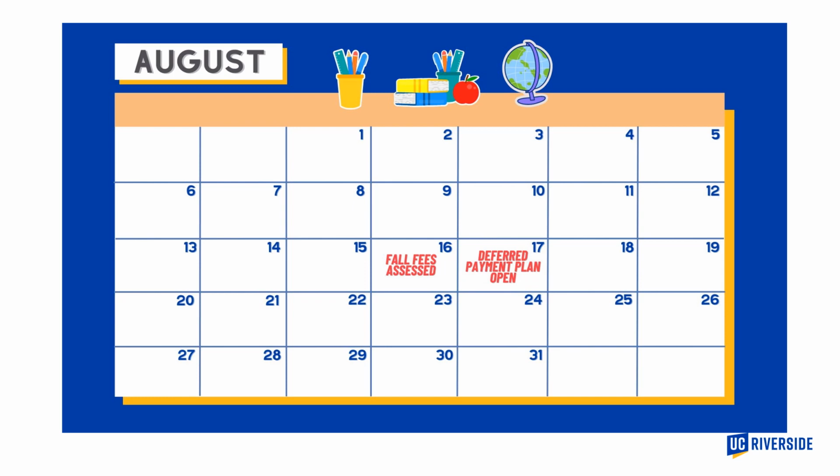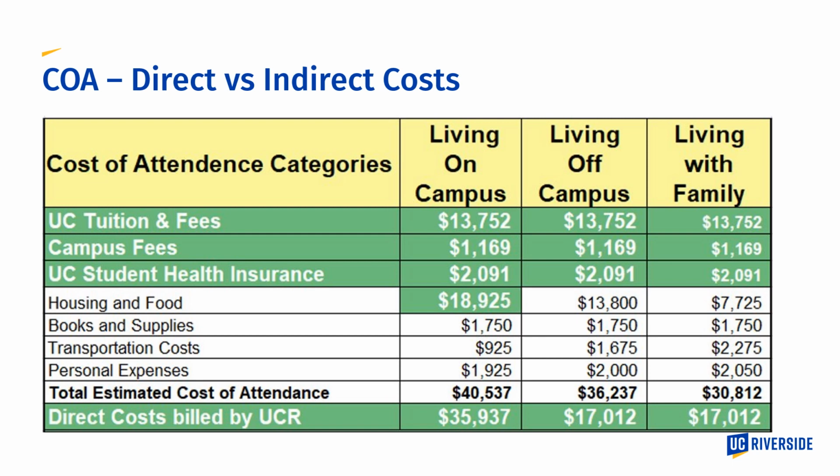In this section, we will focus on two important dates happening in August. Before we dive into your monthly billing statement and dynamic bill, it's important to quickly recap what the cost of attendance is and what costs are factored into the cost of attendance. The cost of attendance is an estimated budget of what it will cost you to attend UCR for one academic year. Regardless of whether you're living on campus, off campus, or with family, all cost of attendances will have the same categories as listed on this slide.